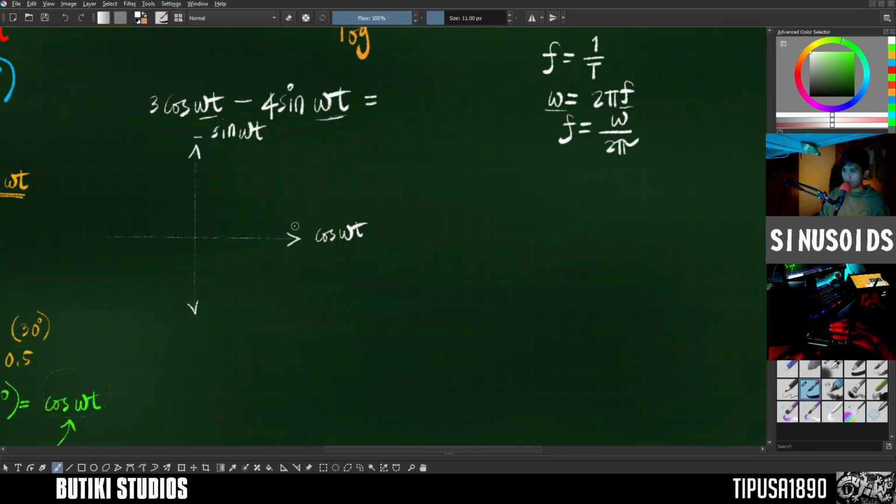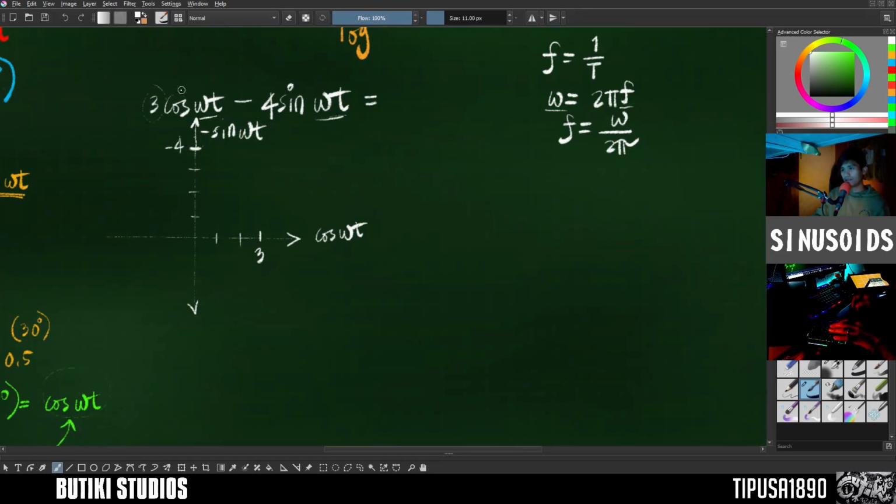And then according to the problem, our amplitude here is 3. So here we have 3 cosine omega t. Our sine is 4, and the reason there is a negative sign is that this is negative 4. So we have 3 and negative 4. So this is 3 and 4.